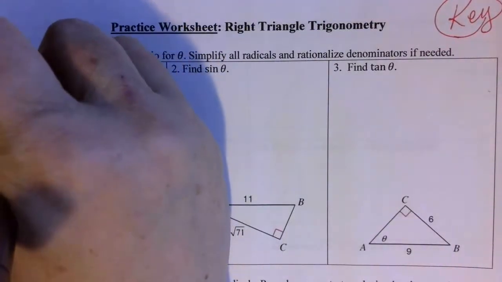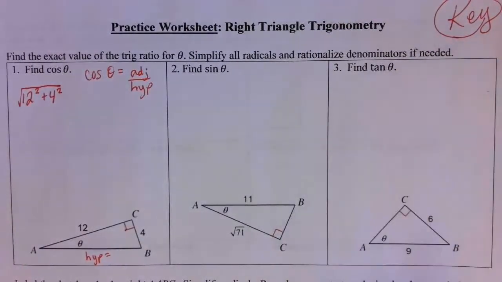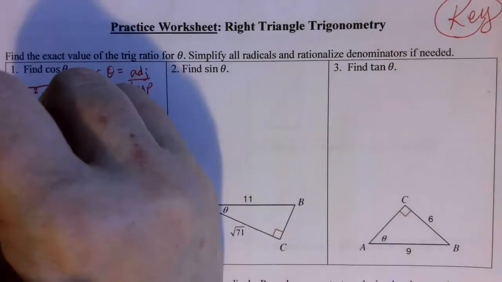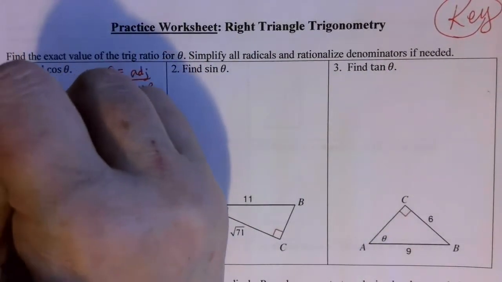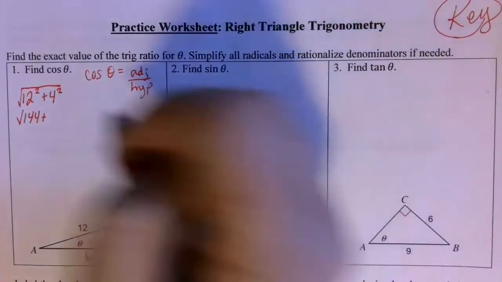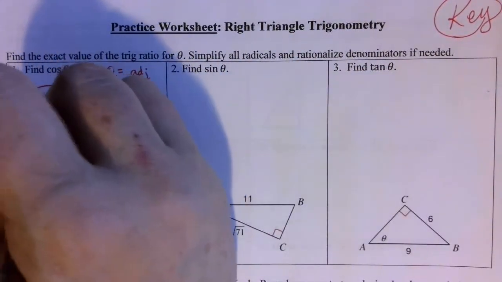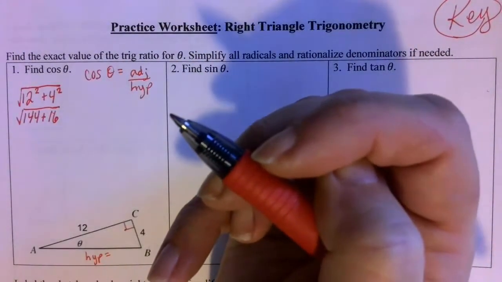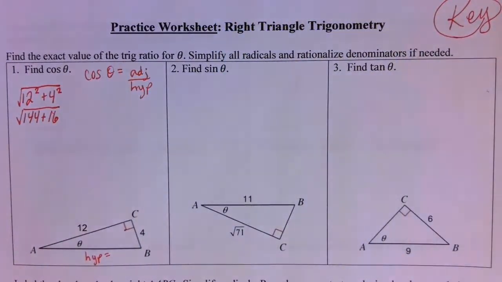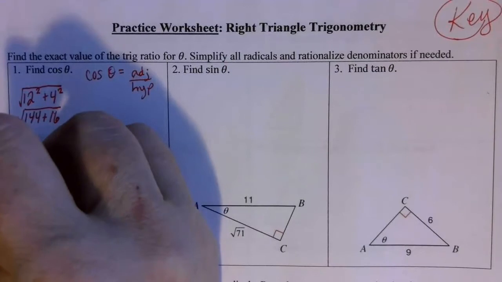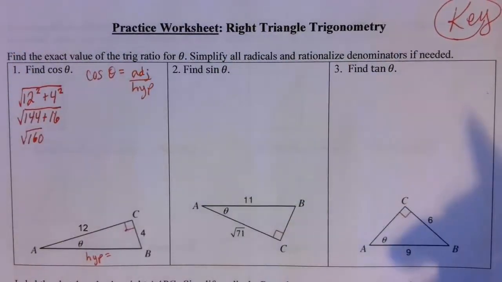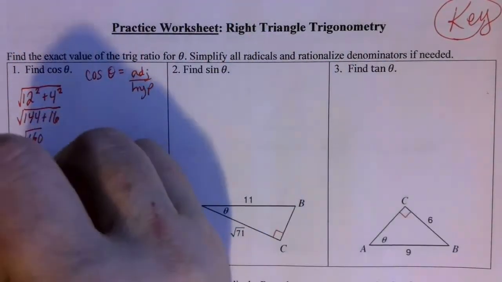So then we're going to square root both sides. And 12 squared is 144, plus 4 squared is 16. And then 144 plus 16 is 160. And then we need to reduce that radical.